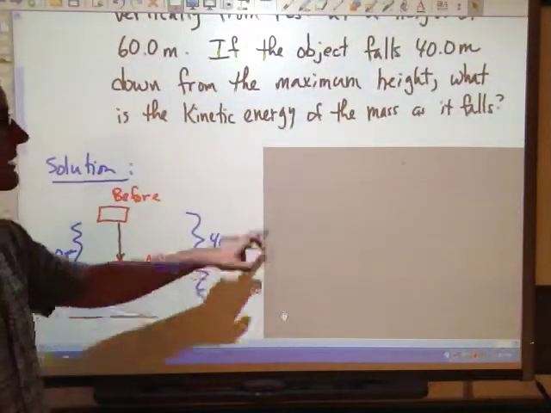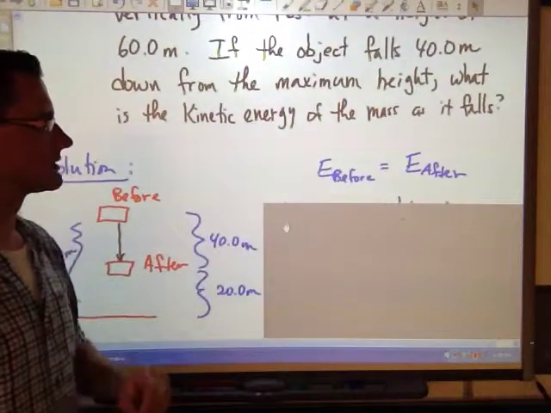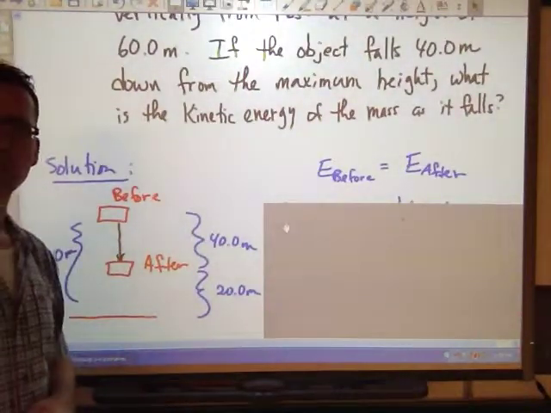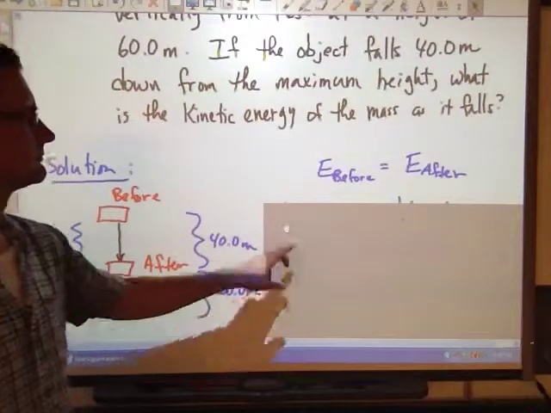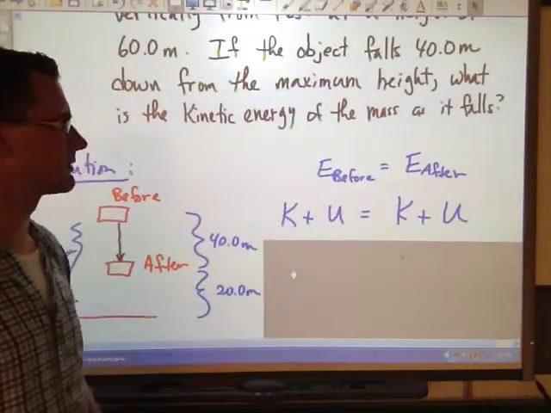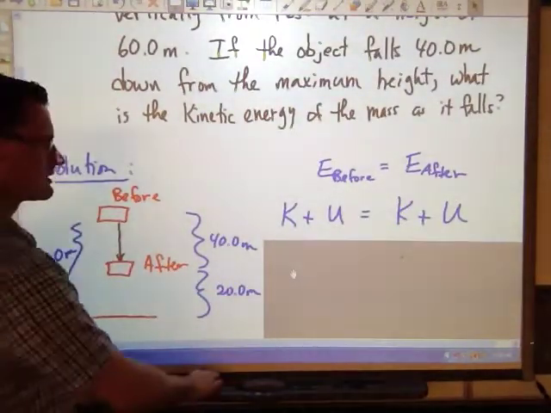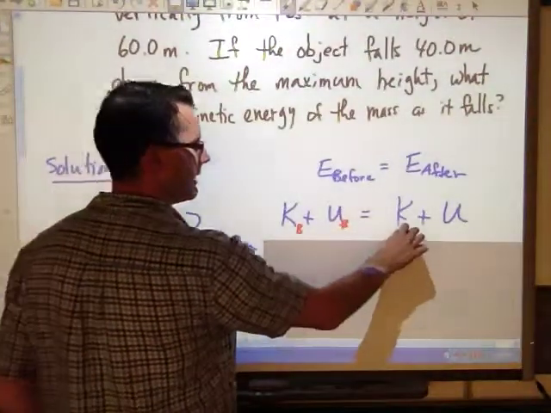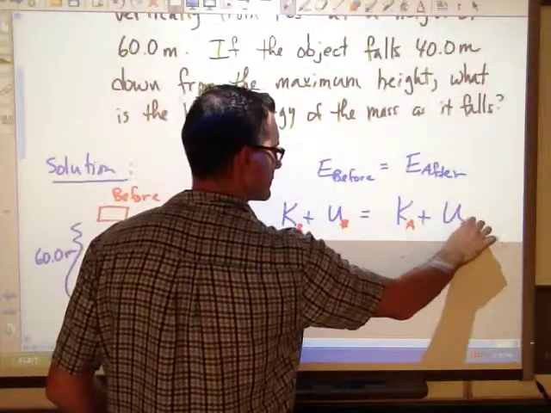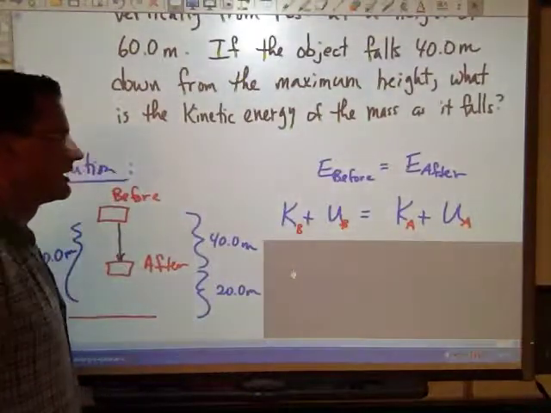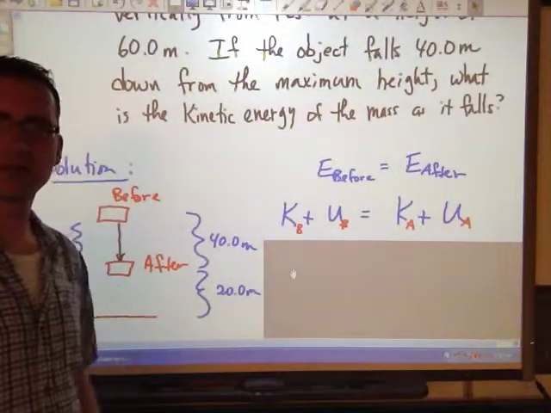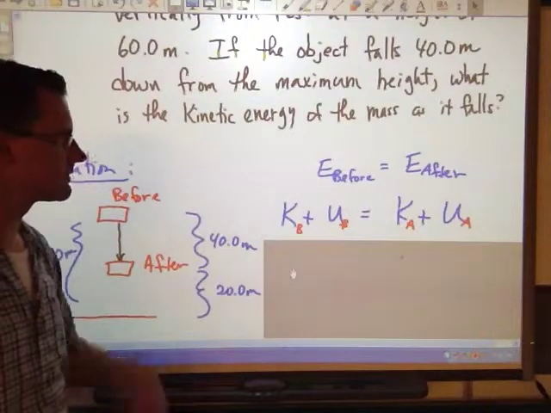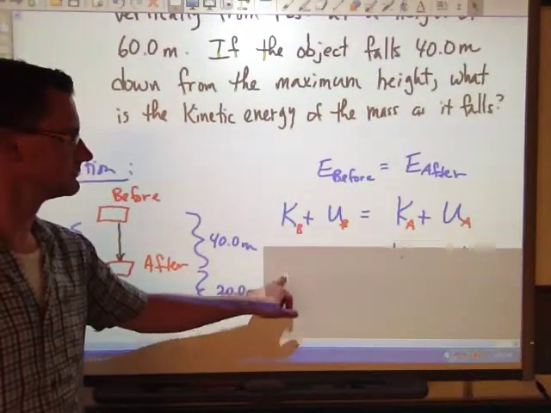Okay? So we can use what we just looked at. The total energy before is equal to the total energy after. And of course we can break that down into, let's put a little b here for before and a for after to distinguish between the two. Kinetic energy before plus gravitational energy before must equal the total after.